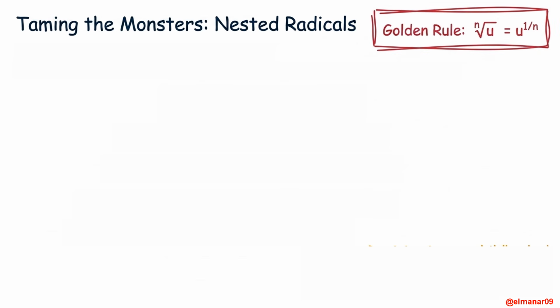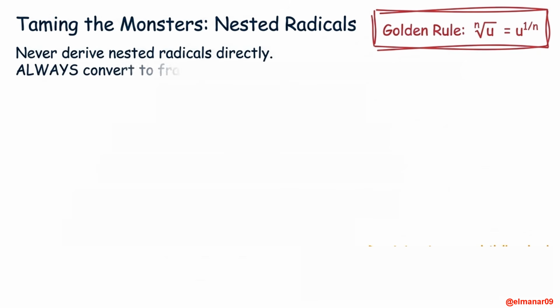Do you see those monster nested radicals? Don't let them scare you. The secret to taming them is our golden rule. The nth root of u is just u raised to the power of 1 over n. Never try to derive these directly. Instead, convert them to fractional powers from the inside out.